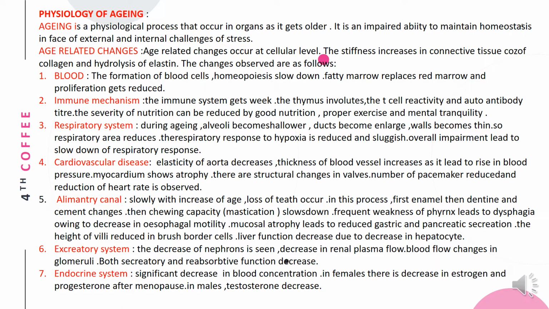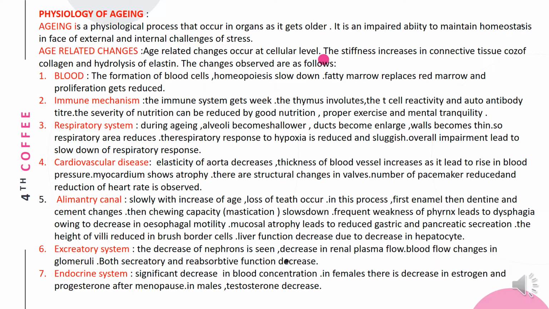Physiology of aging. Aging is a process that occurs in the organs as one gets older. It is an impaired ability to maintain homeostasis in the face of external and internal challenges of stress. Age-related changes occur at all cellular levels, and stiffness increases in connective tissues because of collagen and hydrolysis of elastin.